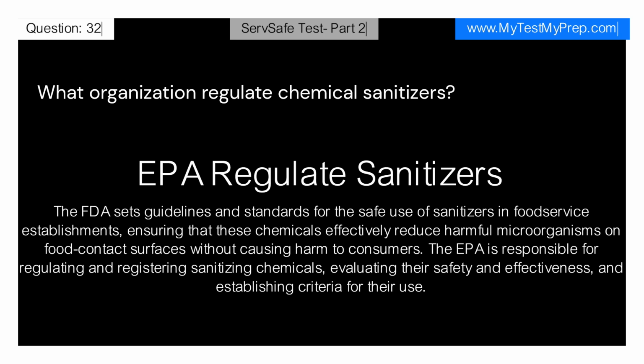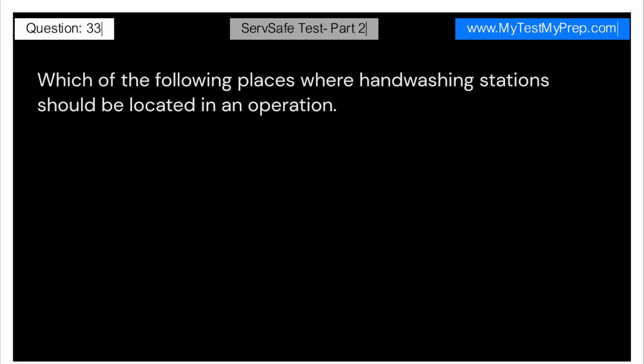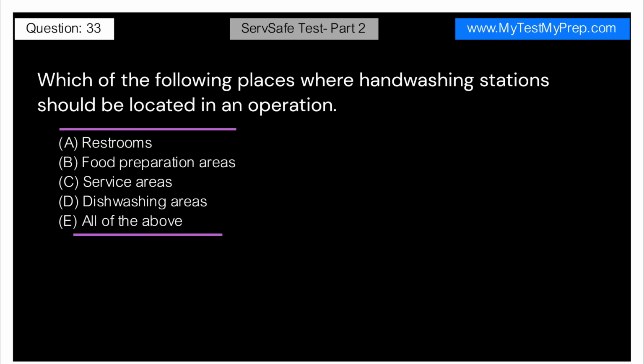these chemicals effectively reduce harmful microorganisms on food contact surfaces without causing harm to consumers. The EPA is responsible for regulating and registering sanitizing chemicals, evaluating their safety and effectiveness, and establishing criteria for their use. Which of the following places where hand washing stations should be located in operation?